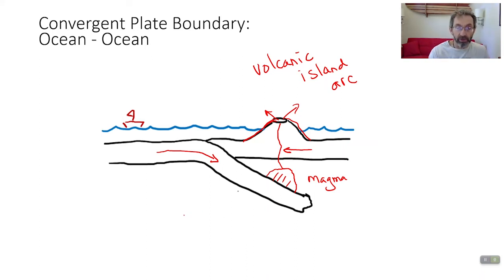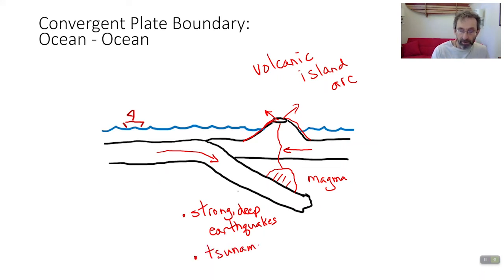Now, this also leads to strong and deep earthquakes. And those earthquakes can generate deadly tsunamis.